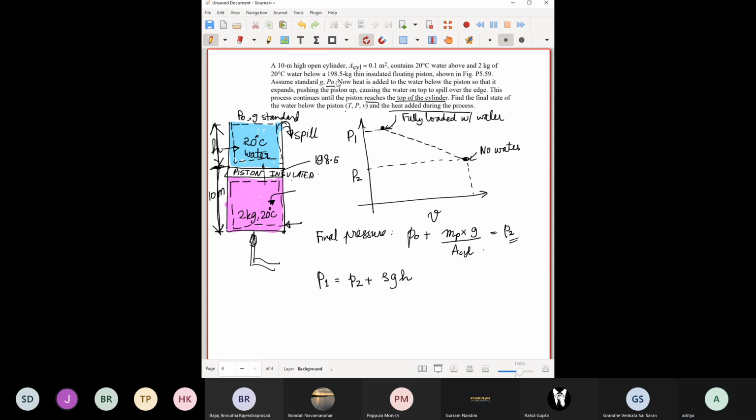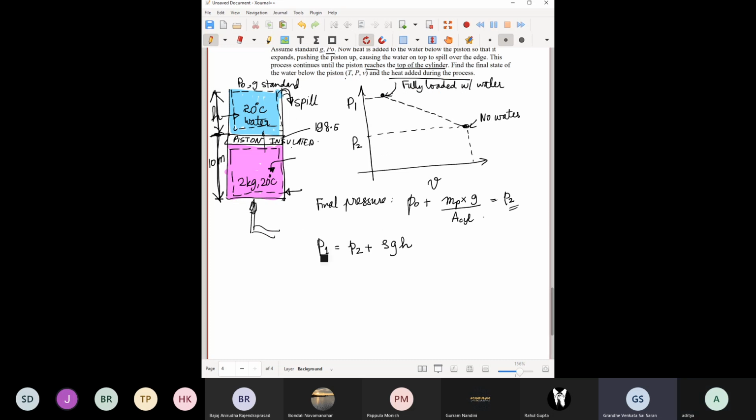For the pink colored volume, we know the pressure, we know the temperature. We can easily find the volume since water is not easily compressible, it's definitely going to remain water only. So fine. The mass is given at 20 degrees Celsius. Approximate V1 will be 0.001 meter cube per kg.